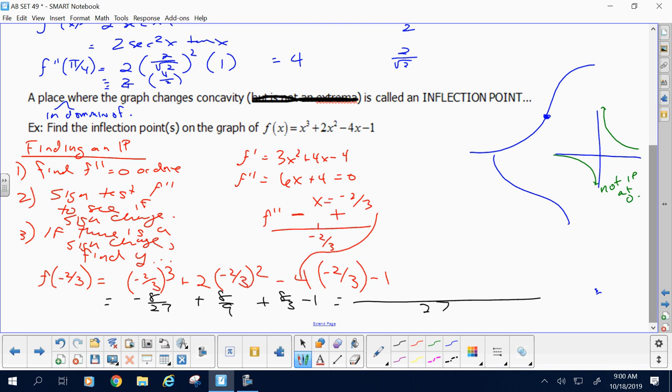Common denominator is 27, so negative 8 plus what? 24 plus what? 72 minus what? 27 is, this is the student's least favorite part by far. So what do we have there? So we got 16, 88, 50, 61?